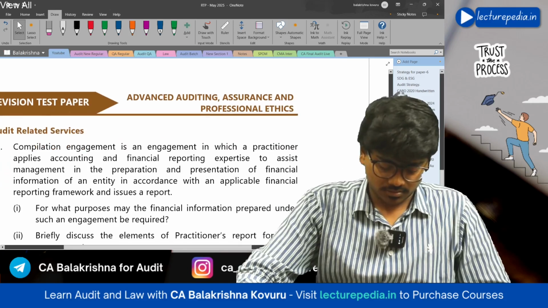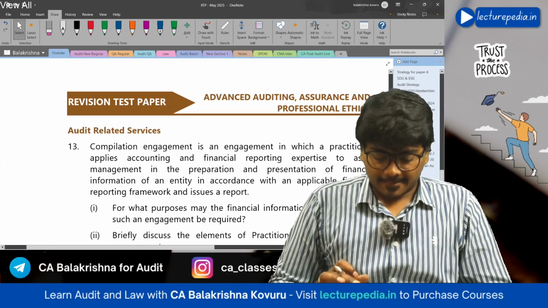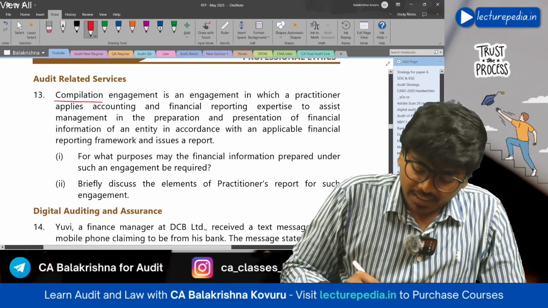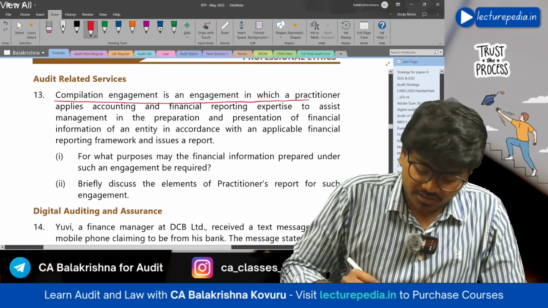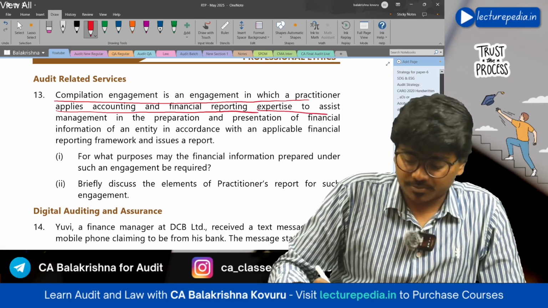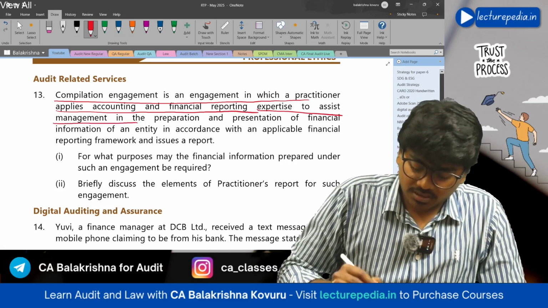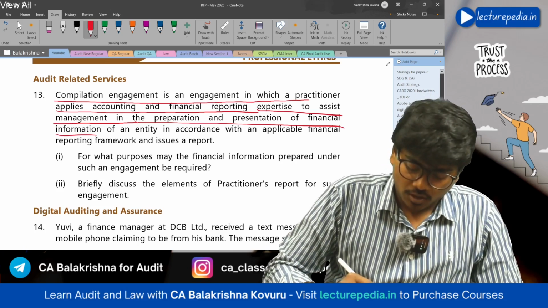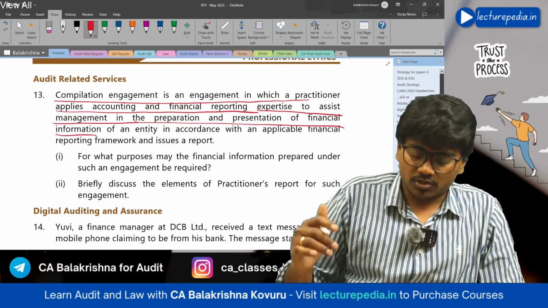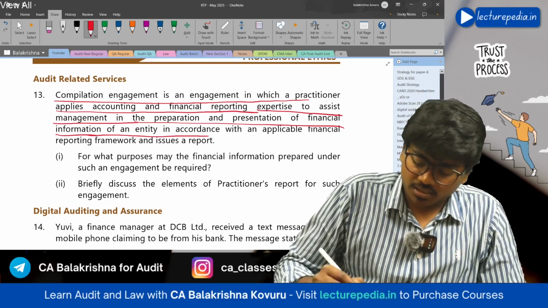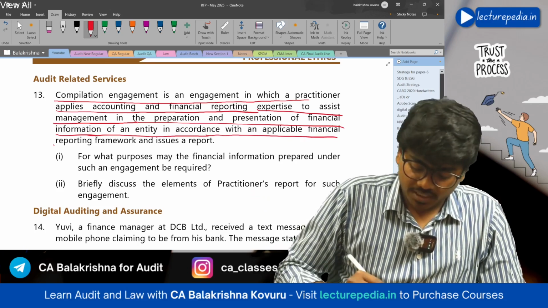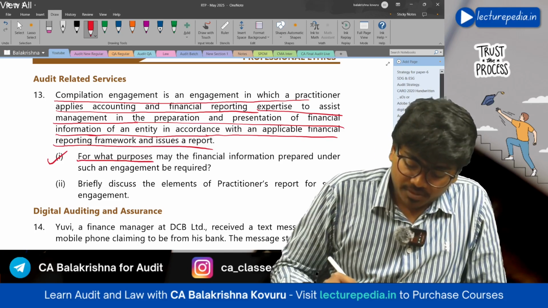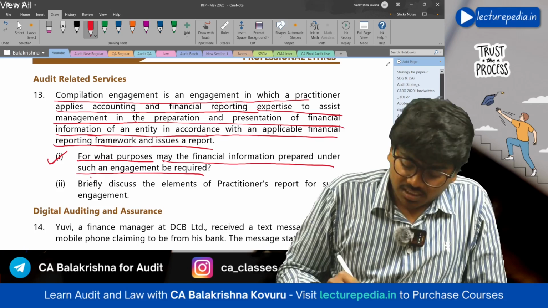Next question. Question number 13. Compilation engagement is an engagement in which the practitioner applies accounting and financial reporting expertise to assist the management in the preparation and presentation of financial information. Yes, this is SRS, Standard on Related Services, of an entity in accordance with the applicable financial reporting framework, and issues a report.